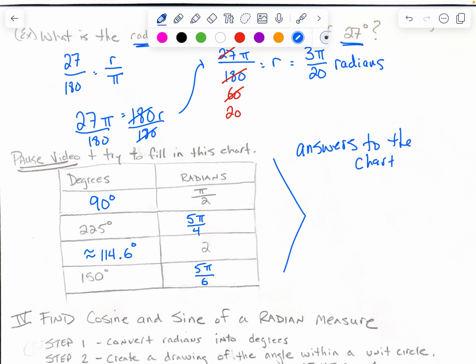And I'll save you the down and dirty. If you got those 4 correct, then you clearly know how to convert between degrees and radians. If not, consider going back and trying some of these questions again using d over 180 equals radians over pi. Just put the correct number or value in the correct location and work on cross products.